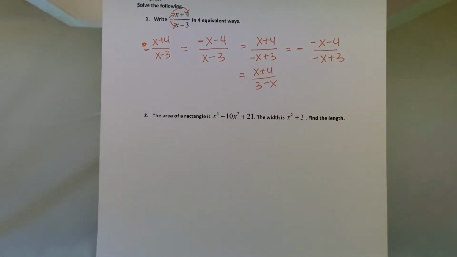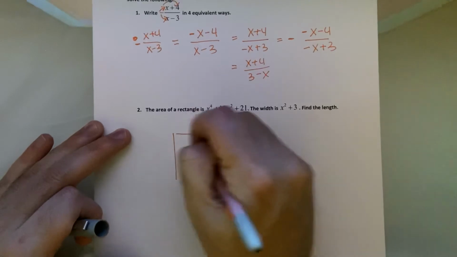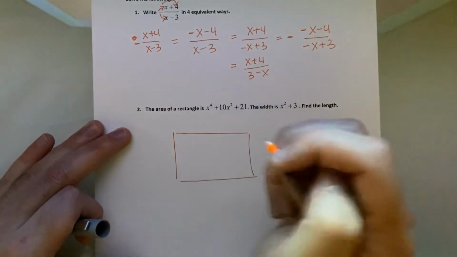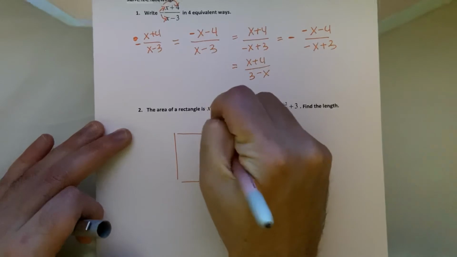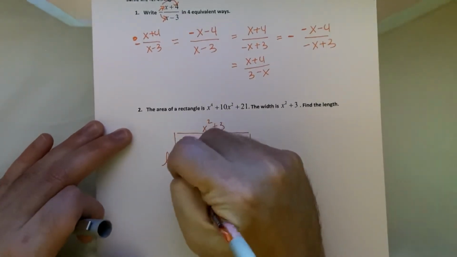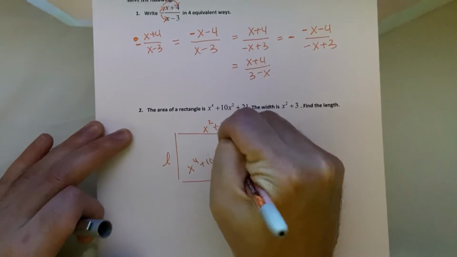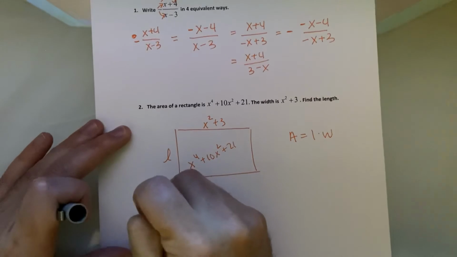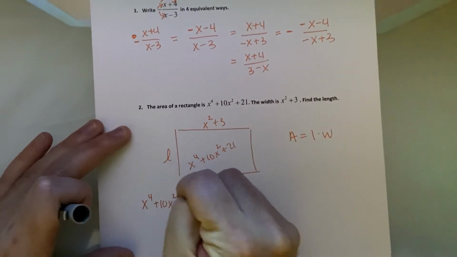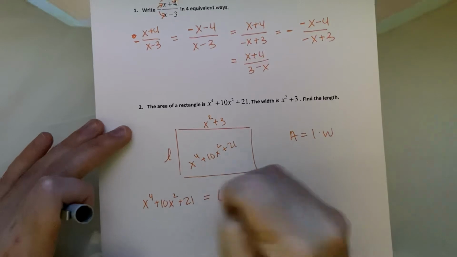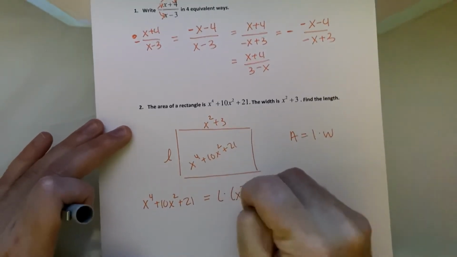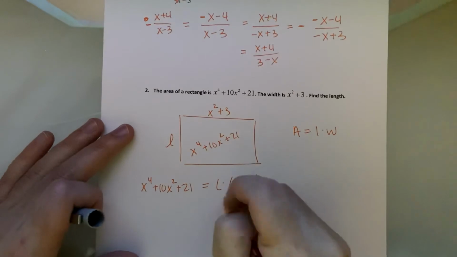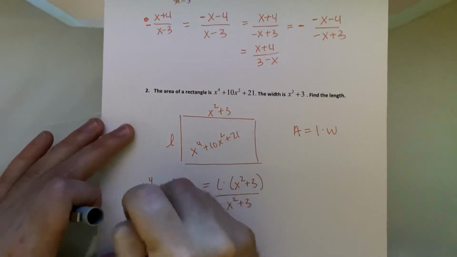Now the area of a rectangle is x to the fourth plus 10x squared plus 21. The width is x squared plus 3. Find the length. So we've got the width plus the length. We know the whole area is x to the fourth plus 10x squared plus 21. We know area is length times width. So it means x to the fourth plus 10x squared plus 21 equals our length times our width, which is x squared plus 3. To find the length, I'm going to have to divide by x squared plus 3.